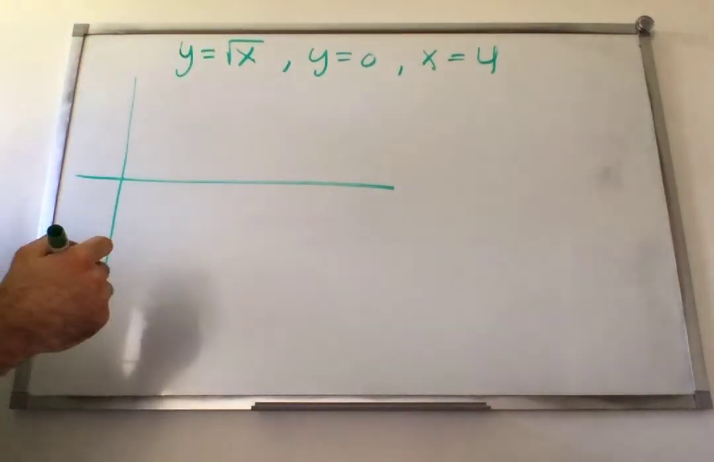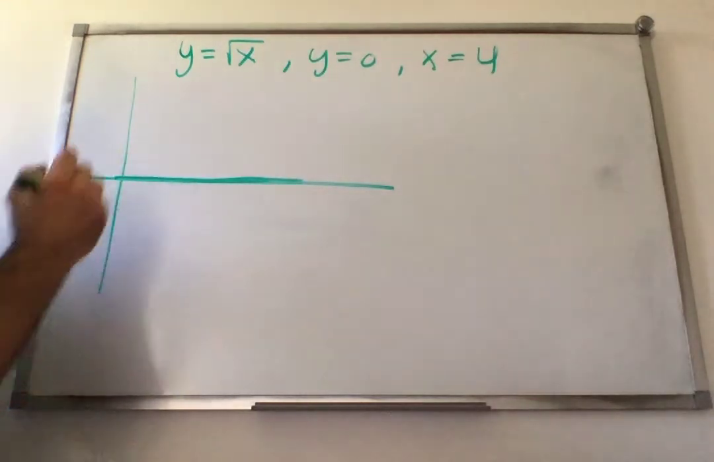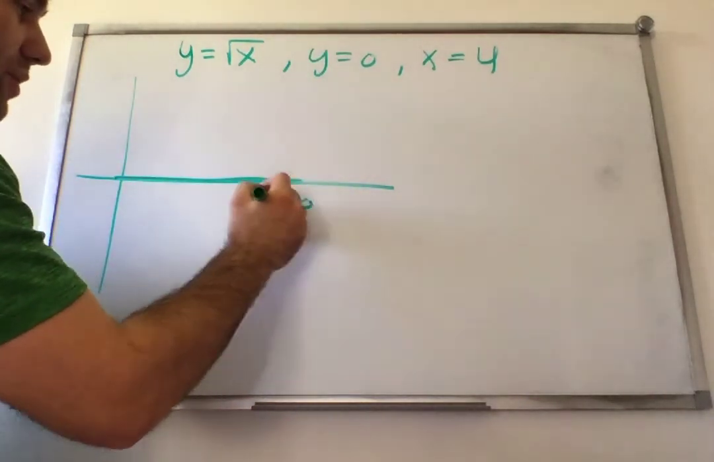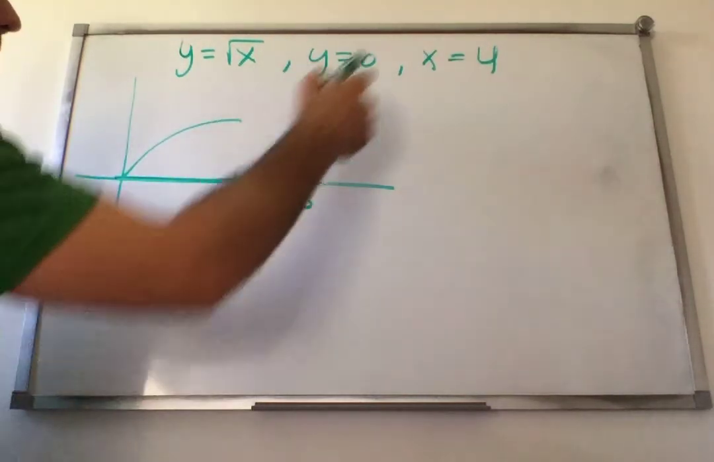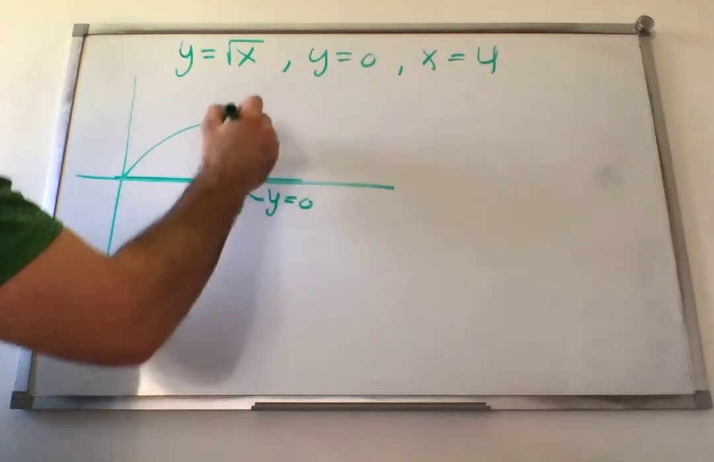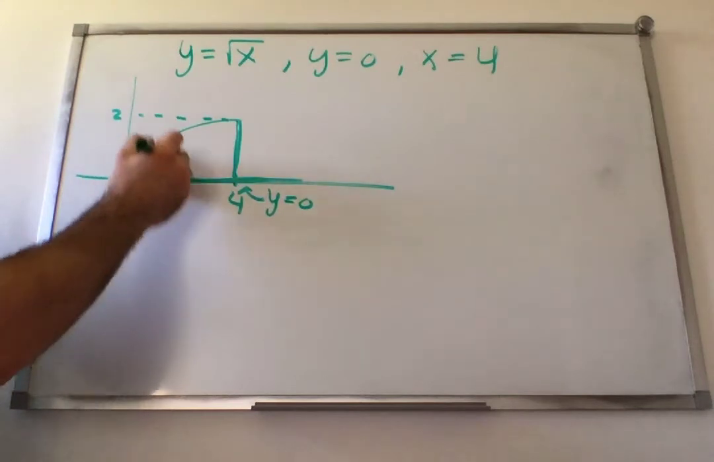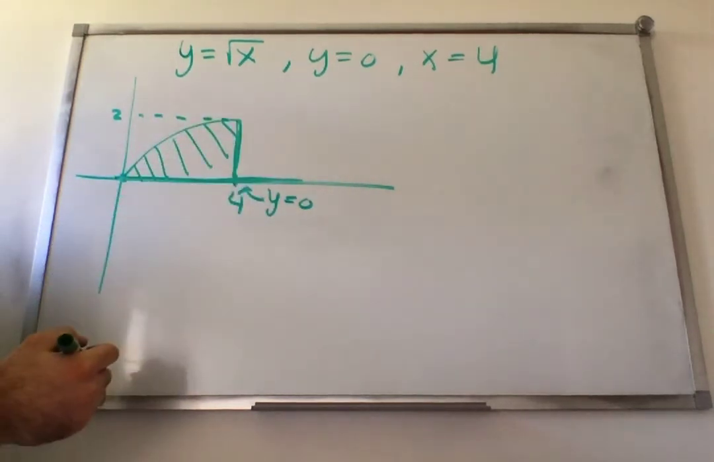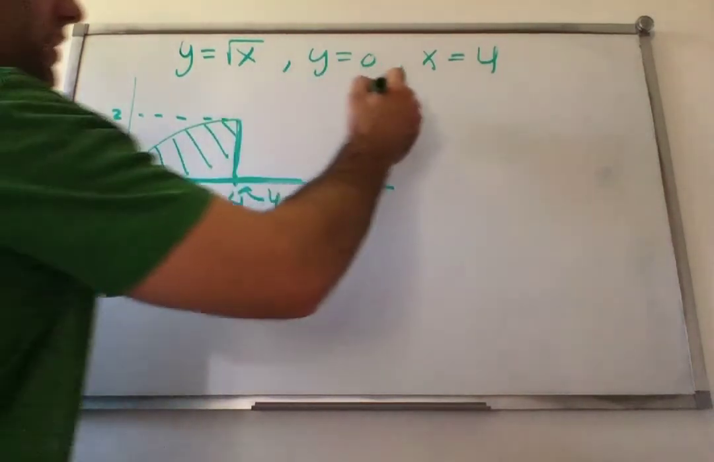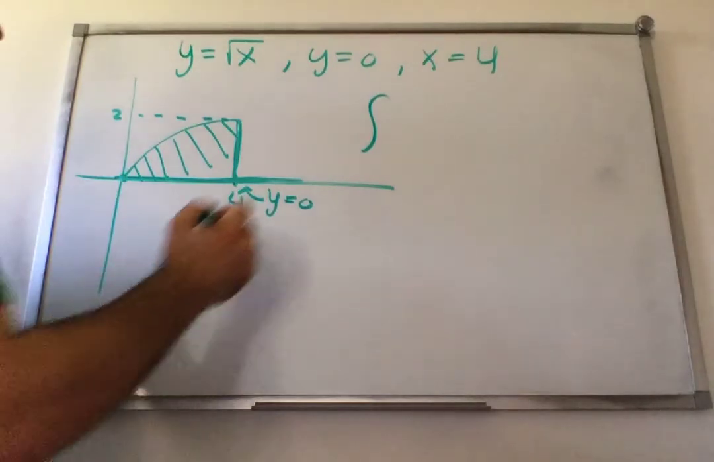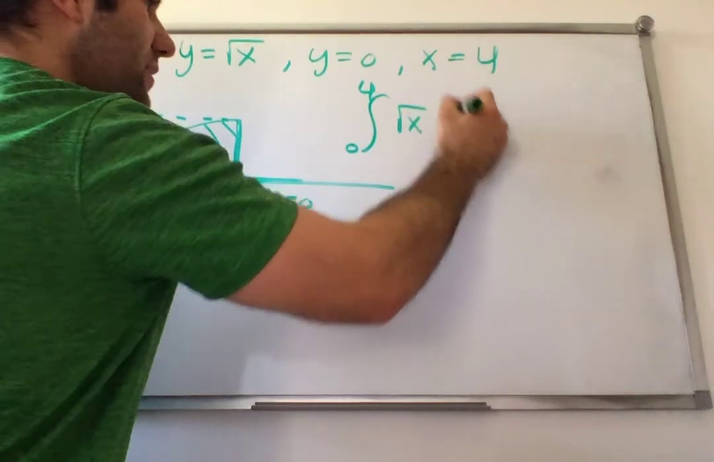This is the square root function. So if y equals 0 is right down here, that's just the x-axis, so y is equal to 0. The square root function looks something like that, so here at x equals 4, right there, we're at 2. So this is the region enclosed. Okay? So what they're asking us to do, sketch the region enclosed and calculate its area. If we want to calculate the area, we just need to find the integral from 0 to 4 of square root of x dx.